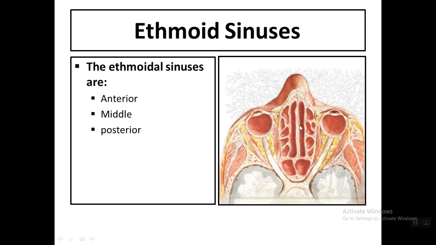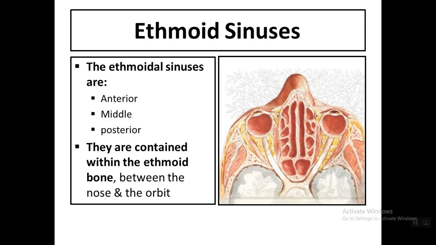The ethmoid sinuses. Here we can see this is the ethmoid bone. It has two lateral masses and a vertical plate of ethmoid, and this is the nasal cavity. هذا الفراغ nasal cavity. The ethmoid air sinuses: we have anterior, middle, and posterior ethmoid sinuses. The ethmoid bone attaches posteriorly to the sphenoid bone, and these are the sphenoid sinuses. They might be called ethmoid air cells. They are contained within the ethmoid bone.